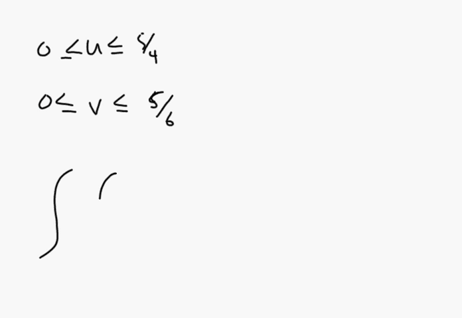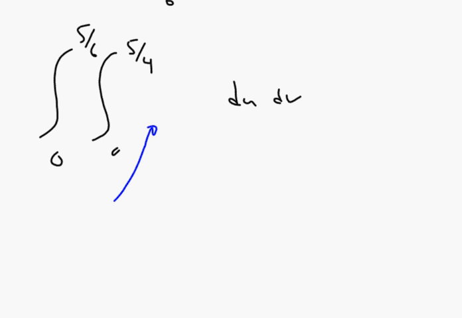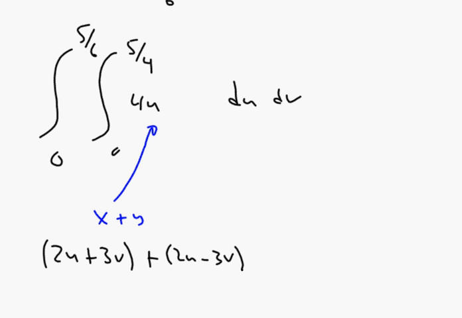So our integral is going to look like this: 0 to 5/4, 0 to 5/6, du dv, with one small issue. We need a correction factor. Well, actually, we need two things. First off, we need to rewrite the thing we were integrating. It was x plus y. You take a minute and plug in your transformation of variables. This is what you get. Well, we add them together. That's just 4u. And then additionally, we need the Jacobian, the correction.